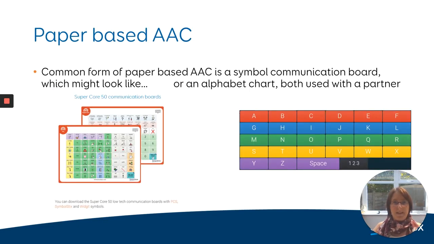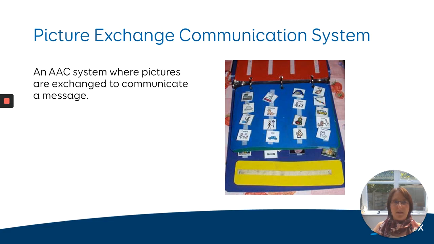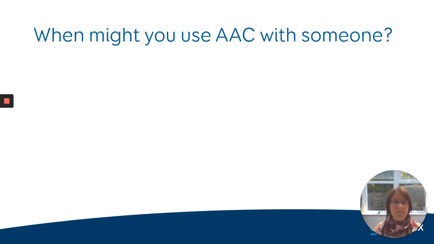So a common form of paper-based AAC is a symbol communication board, which might look like these on the left, or an alphabet chart on the right. Both of these need a communication partner. So PECs is a picture exchange communication system, and this is where pictures are exchanged to communicate a message. There are 6 phases, moving from learning how to communicate using a single picture to combining pictures and forming sentences. PECs provides an excellent starting strategy which teaches the individual to seek out a communication partner and to be consistent in gaining their attention.